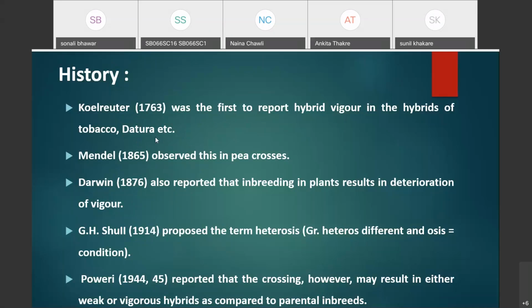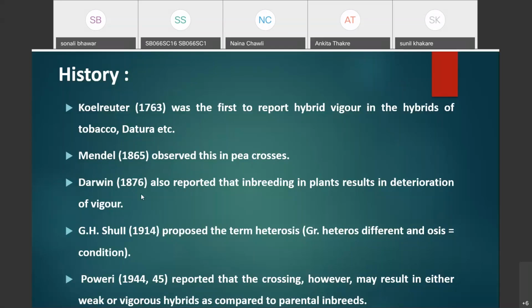Then Mendel, in 1865, observed this hybrid vigor or heterosis in pea crosses. You all know that Mendel gave the laws of inheritance, and for this he did a lot of experimental work on the pea plant. While working on the pea plant, he observed the hybrid vigor phenomenon. Mendel, in 1865, observed this phenomenon in pea crosses.